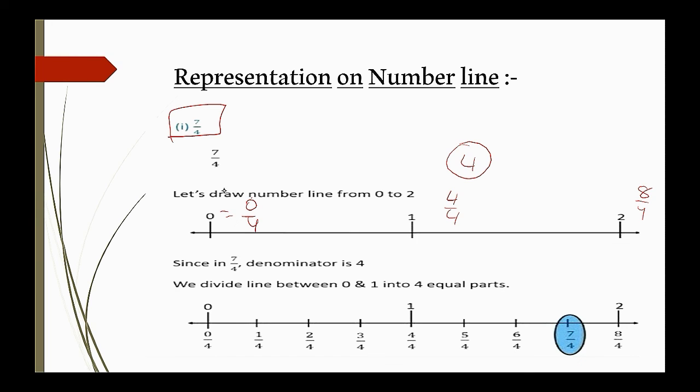When I cancel, I'll get 0. When I cancel this, I'll get 1. When I cancel this, I am getting 2, right? So we have taken everything in the form of 4. Now let us start writing the examples. 4 by 4, 8 by 4. In between 4 by 4 and 8 by 4, 7 by 4 will be there, right?